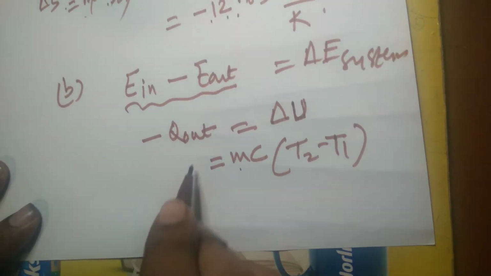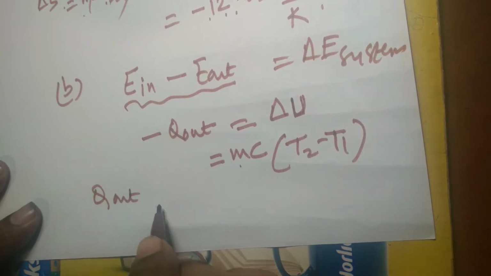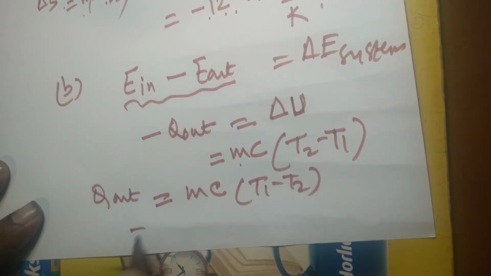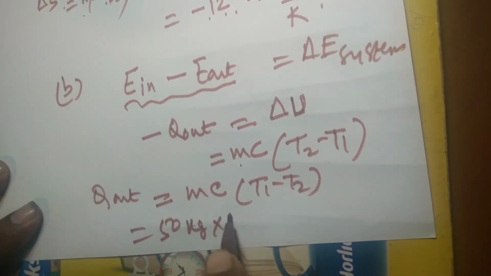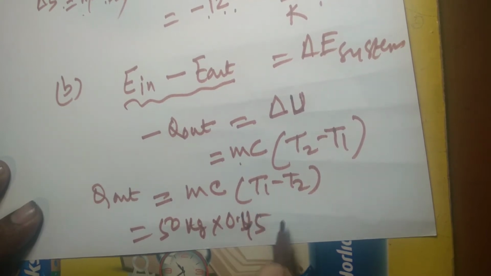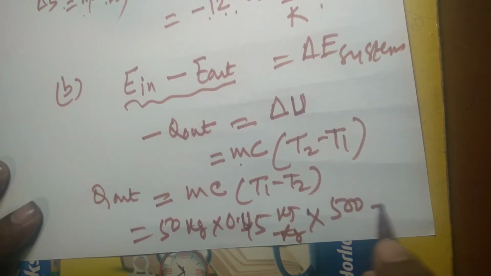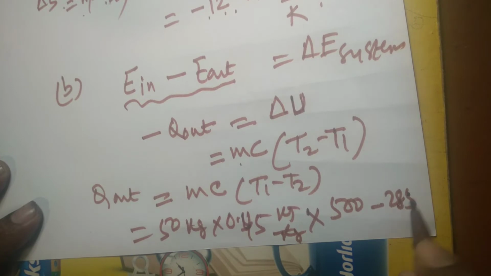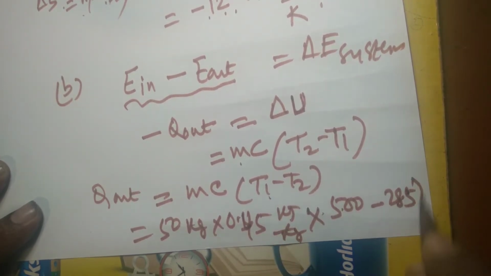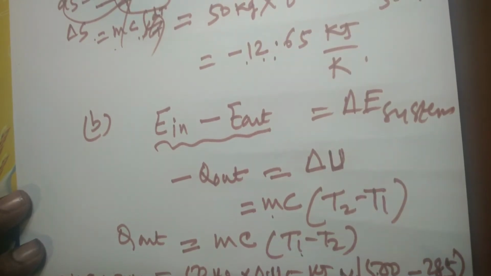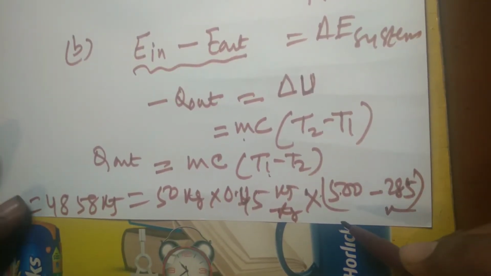Mass into specific heat, and delta T is T2 minus T1. From this equation, Q out, the heat rejected, can be calculated, and this is m c into T1 minus T2, which will be 50 kg multiplied by 0.45 kilojoule per kg Kelvin multiplied by 500, the initial temperature T1, minus 285 Kelvin. This will come out to be 4858 kilojoule. This amount of heat is going outward from the iron casting towards the lake.